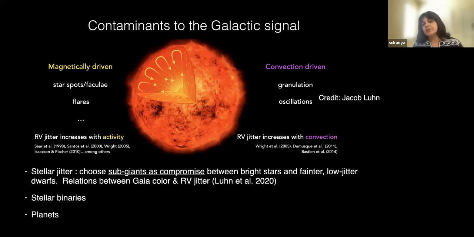And in this case, as well as in the other techniques, we have to think very carefully about contaminants to the galactic signal. Okay, so these can include external contaminants like planets and stellar binaries, as well as internal contaminants, that is, stellar jitter that's due to internal processes like convective instabilities, or that can be magnetically driven, that confounds the signal that we are trying to measure. Now, the brighter these stars get, the more noisy they tend to be. So we have chosen subgiants as a compromise between the brighter stars that would allow us to trace the galactic potential further out, and the very faint stars that live at the jitter minimum.